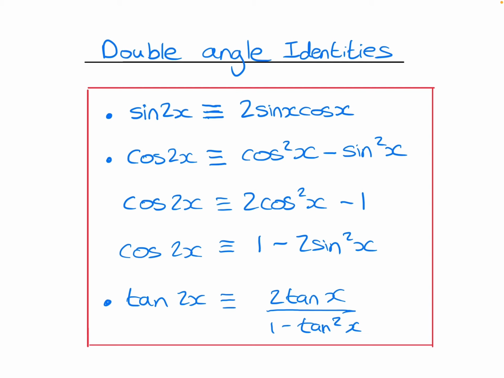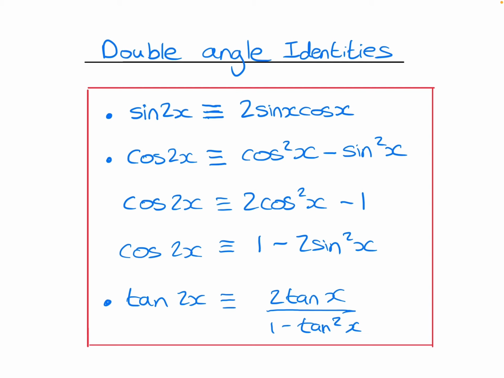When you see sine 2x, you need to know that that's the same thing as 2 sine x cos x. When you see cos 2x, you need to know that you could write that in 3 different ways. We could rewrite it as cos squared x minus sine squared x. Or, if we wanted to, we could rewrite it as 2 cos squared x minus 1. Or we could write it as 1 minus 2 sine squared x. So depending on the situation, there's 3 different ways we could write cos 2x.